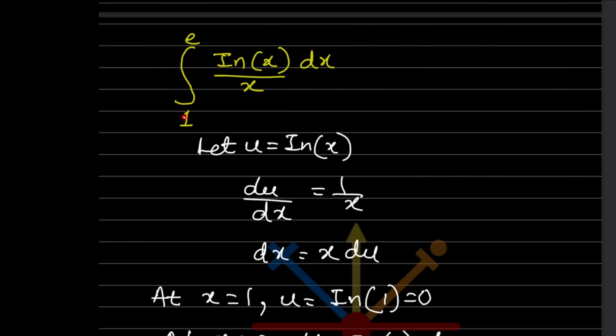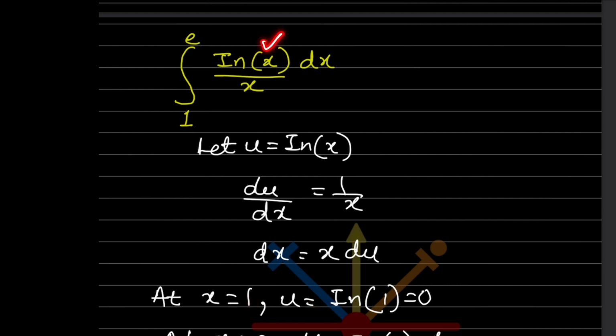Whenever there is the integral from 1 to e of ln x divided by x dx, for this part we will consider ln x as u. So when we take the derivative of this, du by dx for ln x is going to be 1 by x. So when we rearrange this, dx is going to be x du.